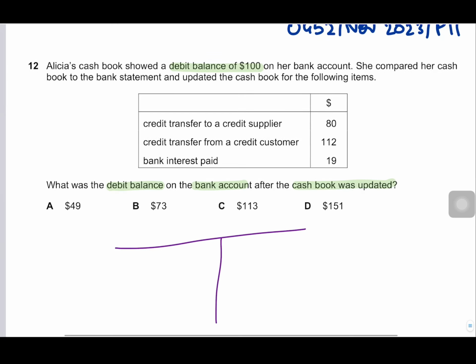So if I prepare an updated cash book starting with the brought down balance, which is a positive debit balance of $100, then the adjustments are a credit transfer to a credit supplier, $80. Now credit transfers, we know that they are recorded on the debit side, but keep in mind that if the credit transfer is from a customer, that will be a receipt, but if it is to a supplier or to any other third party, that is a payment, a cash outflow.